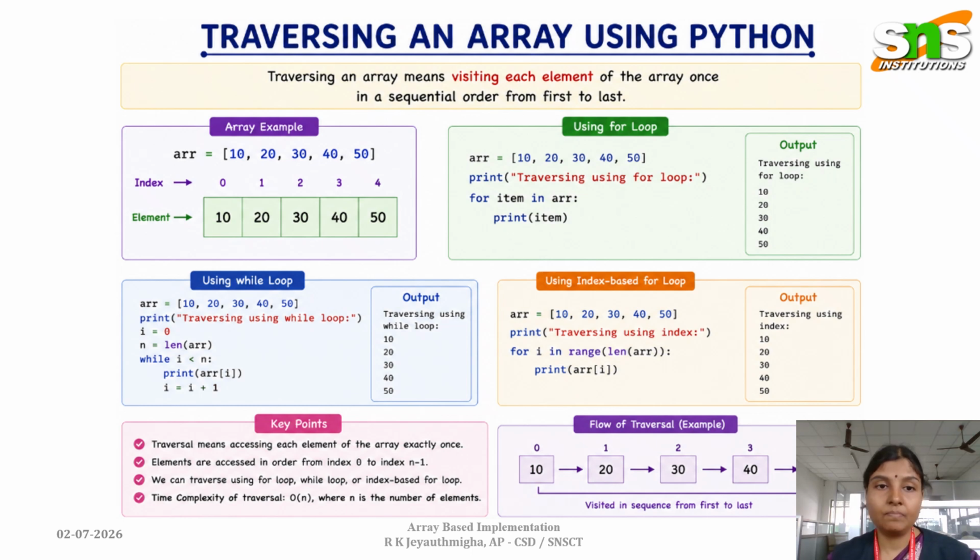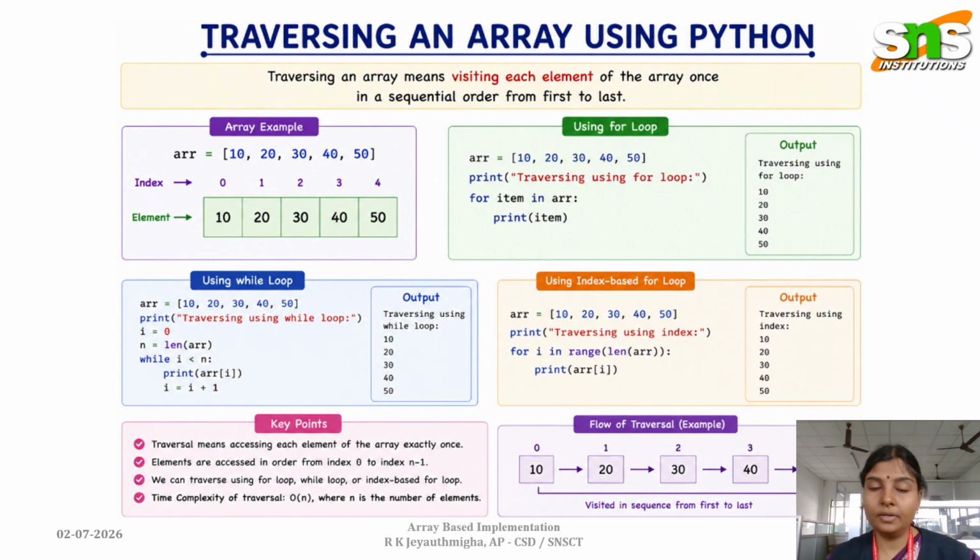Traversing an array using Python. Traversing an array means visiting each element of the array once in sequential order from first to last. Here, with the example of the array, using a for loop, we can traverse the elements, giving the code for item in array. And then using a while loop, while I is equal to 0 and less than 10, which is equal to the length of the array. Up to that, it will check the condition and print the array by visiting the element by the index position.